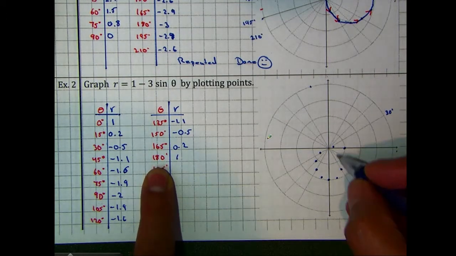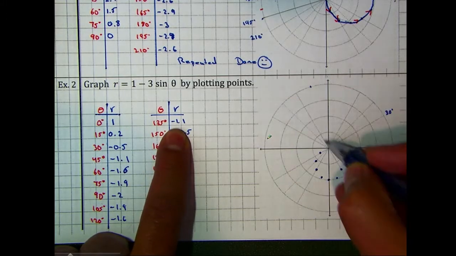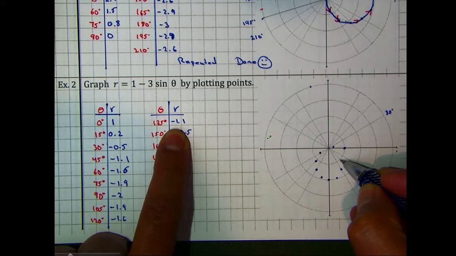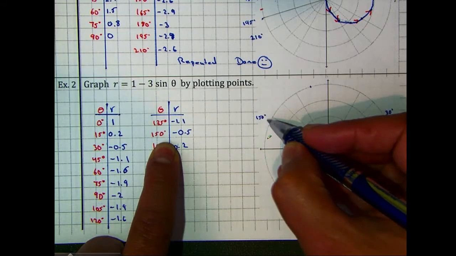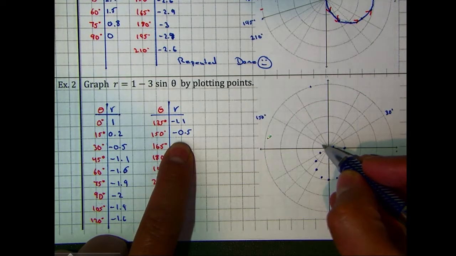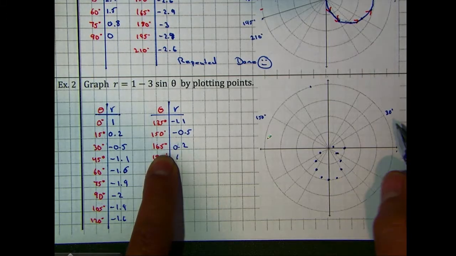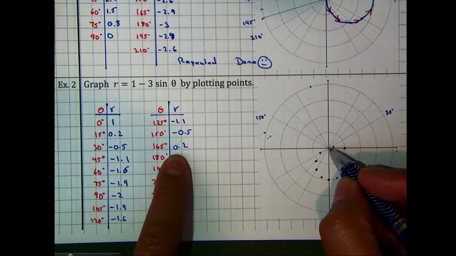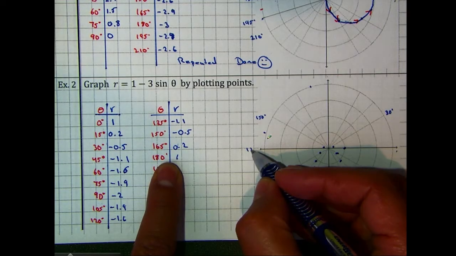So at 135, this is 135. Instead of being 1.1, it will be negative 1.1. 150, which is here, instead of being 0.5, is negative 0.5. Then don't forget about 165, which is here. That one's positive 0.2. And 180 is positive 1.